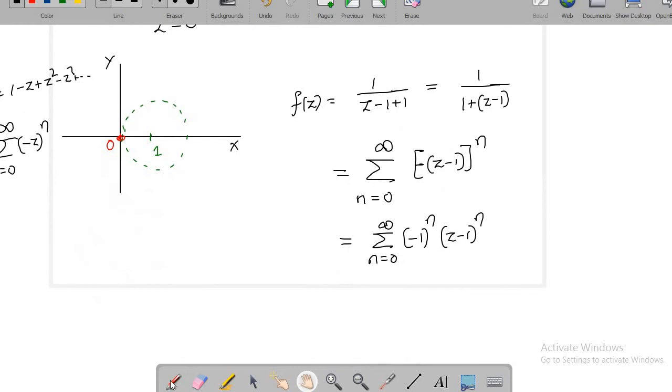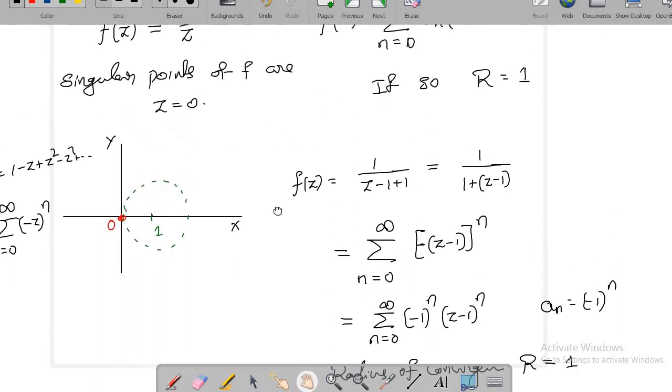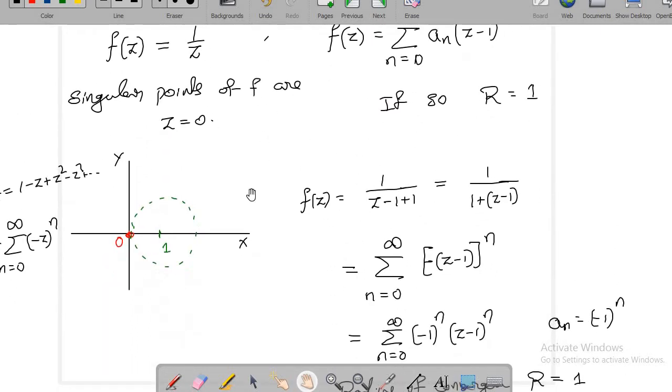Now if you ask me what is a_n in the power series expansion, a_n is nothing but negative 1 to the power of n. And the radius of convergence r is equal to 1. Why? Because you can see the distance between the singularity and the given point. Okay, so this is how we are going to obtain Taylor series expansions.